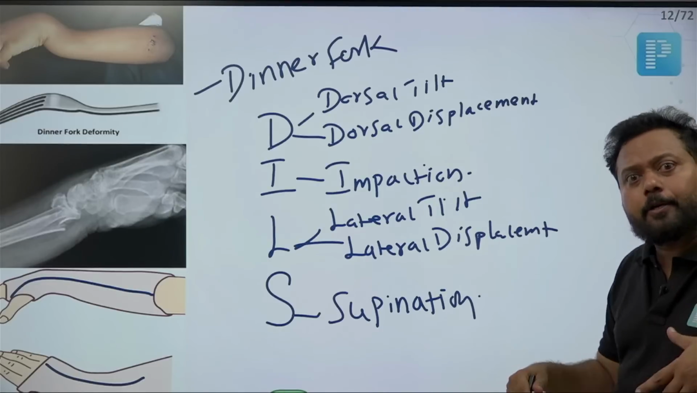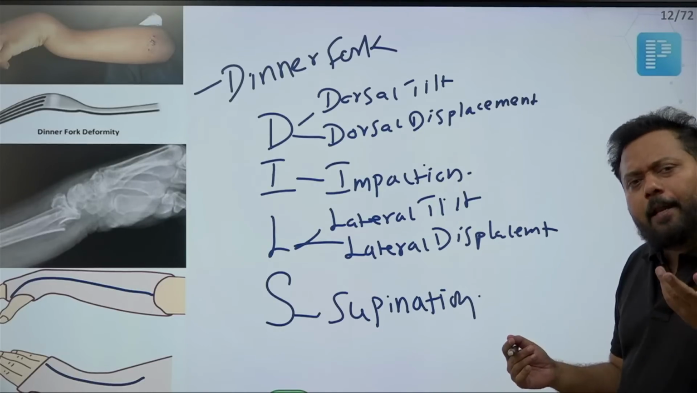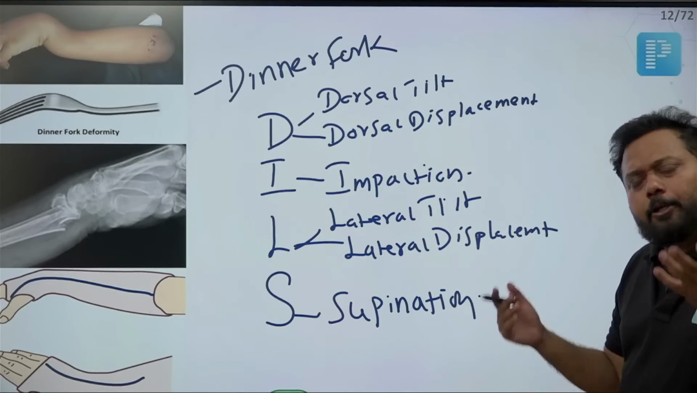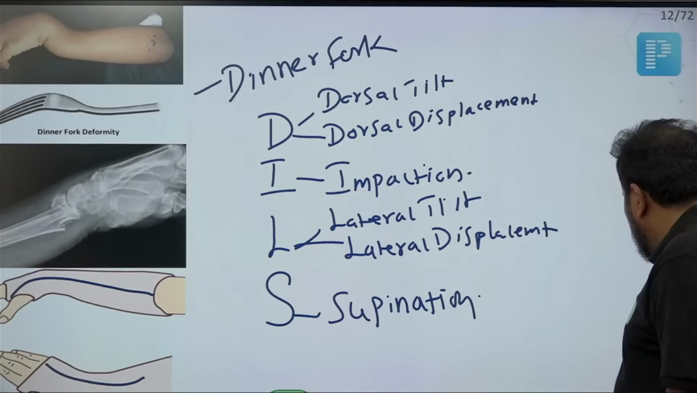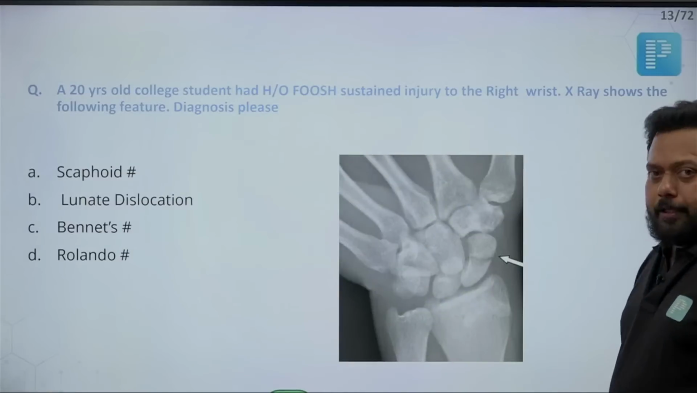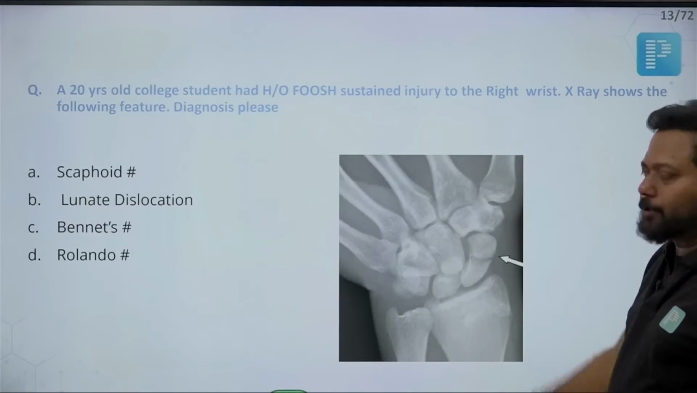It is extra-articular, so minimal malunion may be there, it doesn't matter. It will unite 100% and has a very good prognosis. So this is about Colles. Now we will move on to the next question.